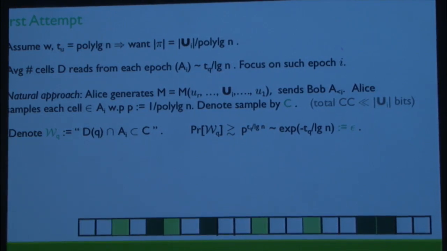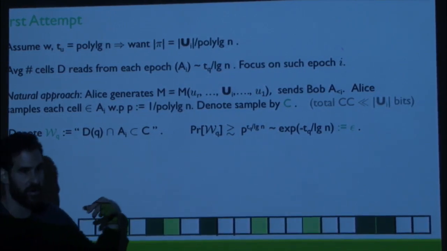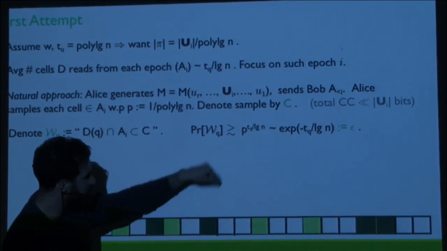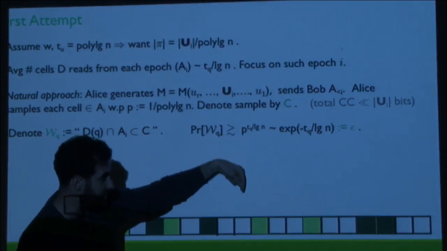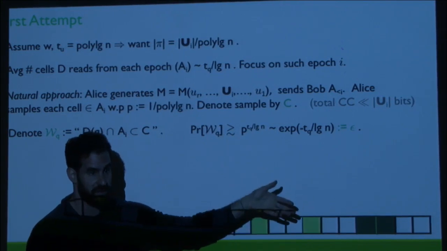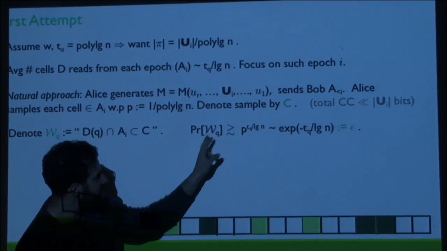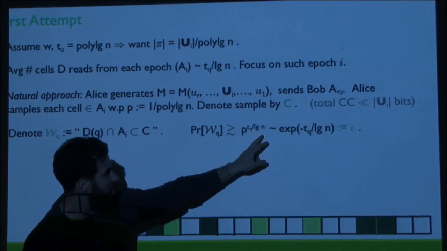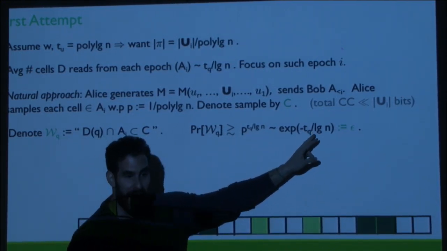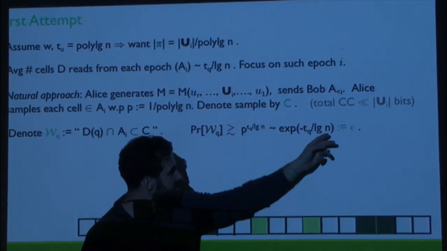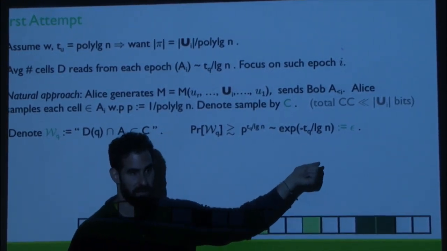So far, so good. By the previous argument, remember the data structure only probes TQ over log n light green cells by definition of this epoch. So the probability that all of them are sampled is exponential in minus TQ over log n, not over square root log n. Okay, so let's denote this advantage by epsilon.